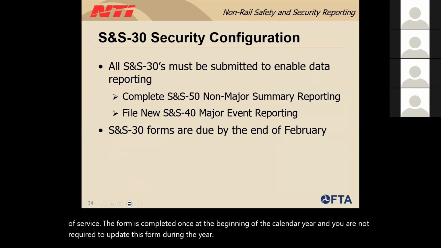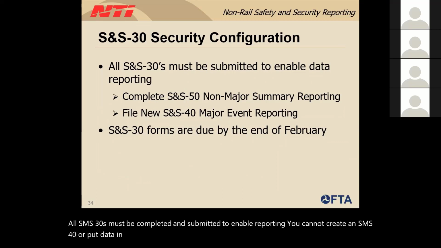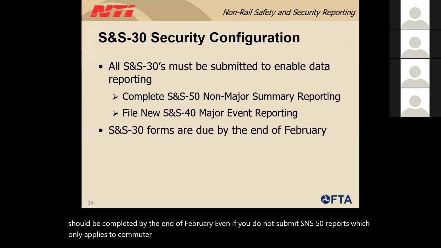All SNS 30s must be completed and submitted to enable reporting. You cannot create an SNS 40 or put data in any SNS 50s until all the SNS 30s are submitted. All SNS 30 forms should be completed by the end of February, even if you do not submit SNS 50 reports, which only applies to commuter rail and the Alaskan Railroad.